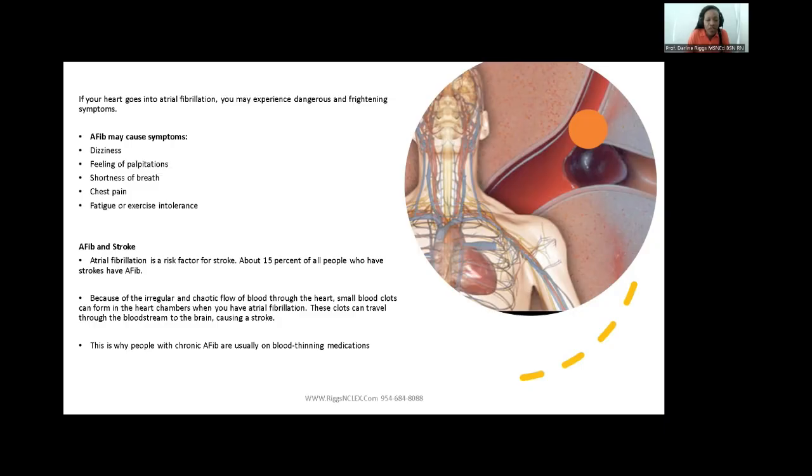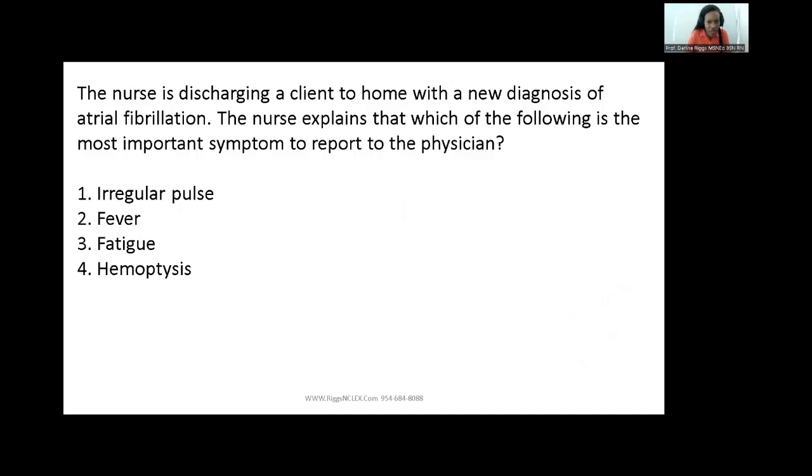So let me just test you a little bit on these signs and symptoms so I can see where you are and that you have a nice understanding. Try this question based on what I've just taught you so far. The nurse is discharging a client to home with a new diagnosis of atrial fibrillation, which we've just covered. The nurse explains that which of the following is the most important symptom to report to the physician?